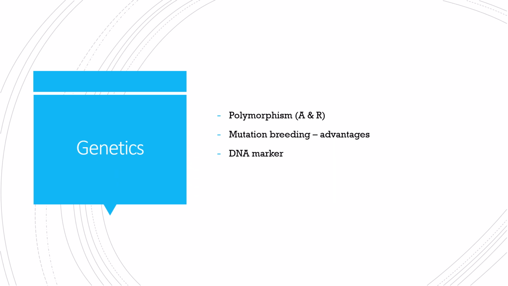Genetics में थोड़ा सा difficult आया about mutation breeding. This was easy, and DNA marker I would mark as moderate. And the polymorphism assertion-reason based question was also moderate level. So these two questions, I would mark genetics as moderate, because if you have no idea about what polymorphism is or what DNA markers are and how they act, then you might find it difficult.